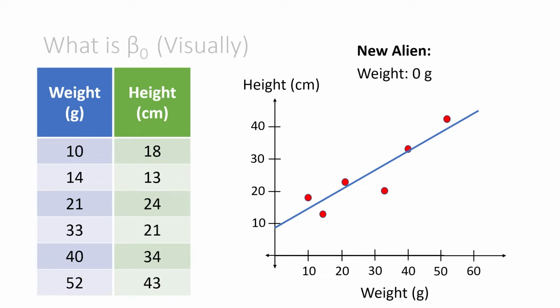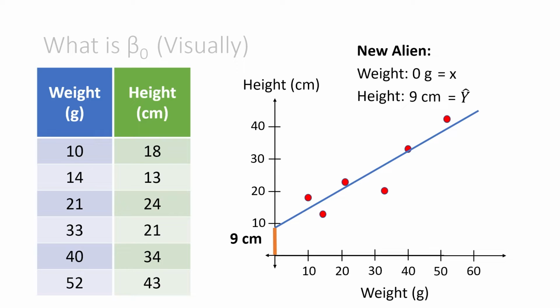To visualize what beta naught represents for this model, suppose we have a new alien that has a weight of 0 grams, and this is equal to x, it's our input. Then the height for this alien, well, so far we're not so sure. We draw our line up from the x-axis, where weight is 0 grams, and see where it intersects with the blue line. It intersects with our model at a height of 9 centimeters. So for an alien with a weight of 0 grams, we'd predict their height is 9 centimeters. And we denote this as y hat, it's our prediction.